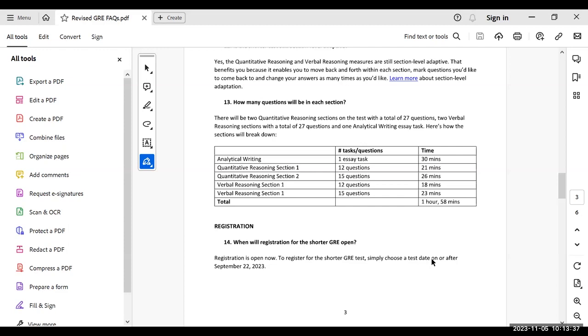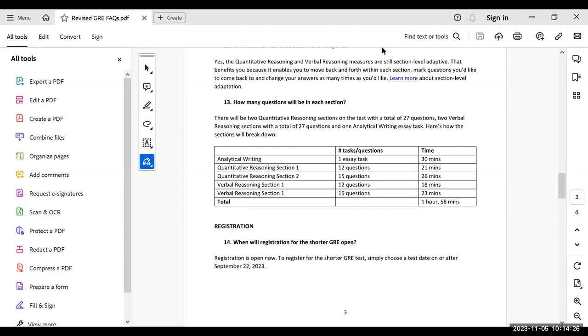Now these total 27 questions, they would be from three different areas. One is reading comprehension. The other one is text completion. And the third one is sentence equivalence. So out of these 27 questions, almost half of the questions, around 13 to 14 questions, would be from reading comprehension. The remaining half would be text completion and sentence equivalence. Okay, so you have around 1.5 minutes to solve each question on average. You can check this table over here.